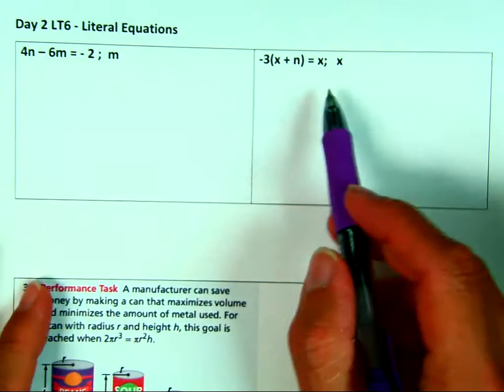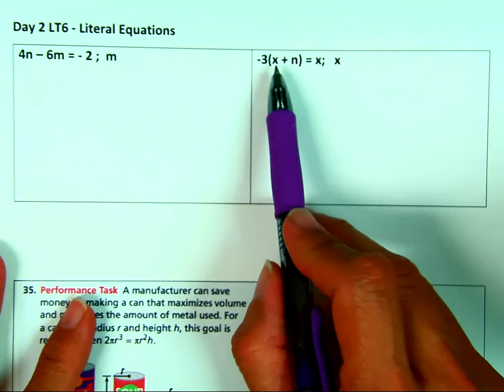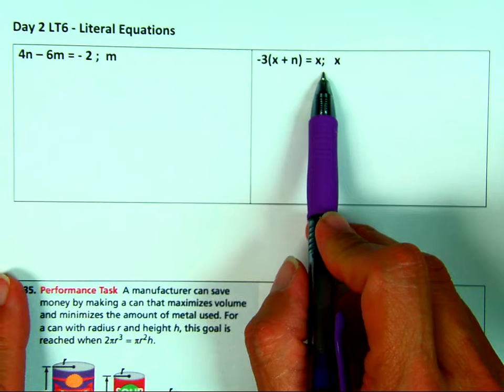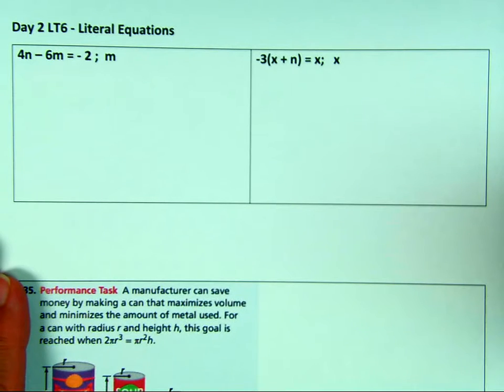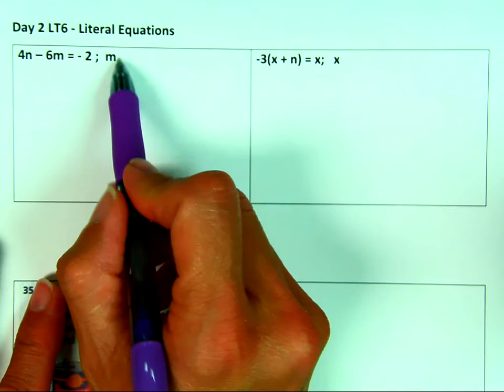Today we're going to spend a little bit more time on literal equations. Especially this one I wanted to show you because it has an x on both sides of the equation, so we didn't do one like that last time. So remember, our goal is to get one of the variables alone.